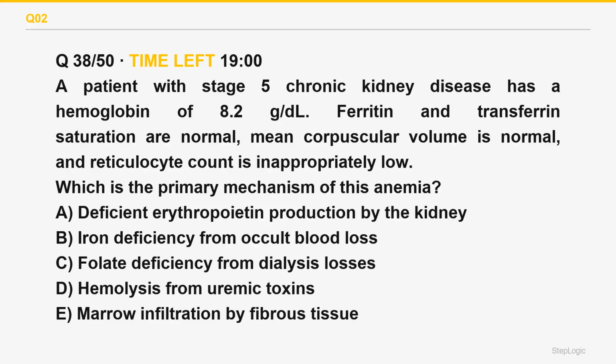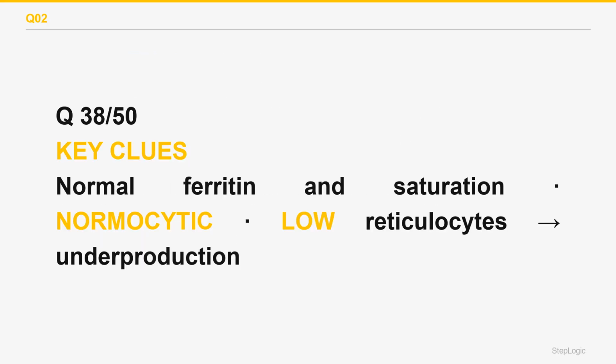Which is the primary mechanism of this anemia? A patient with stage 5 chronic kidney disease has a hemoglobin of 8.2 grams per deciliter. Ferritin and transferrin saturation are normal, mean corpuscular volume is normal, and reticulocyte count is inappropriately low. Read the command, the primary mechanism. Anemia in kidney disease has several contributors, and the indices point to which one dominates.